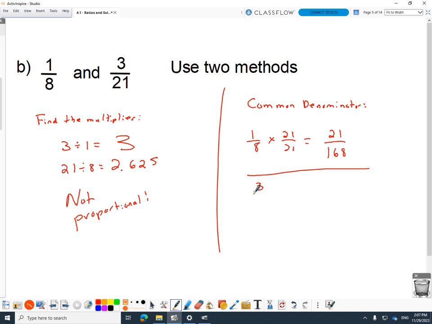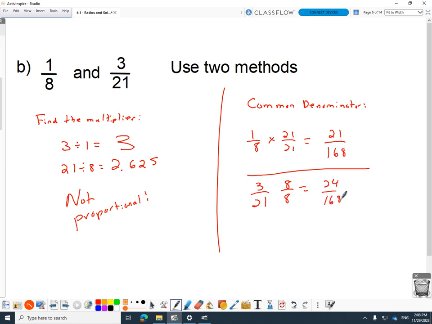What should I multiply this one top and bottom by? You people who have your fractions remembered a little bit. Oh, 8, he says, right? I took this one and multiplied it top and bottom by what was the other denominator. And this one I'm going to multiply by the first denominator, top and bottom. And I get 24 over 168.